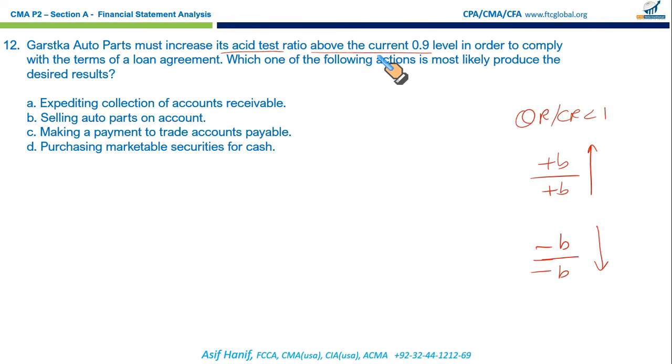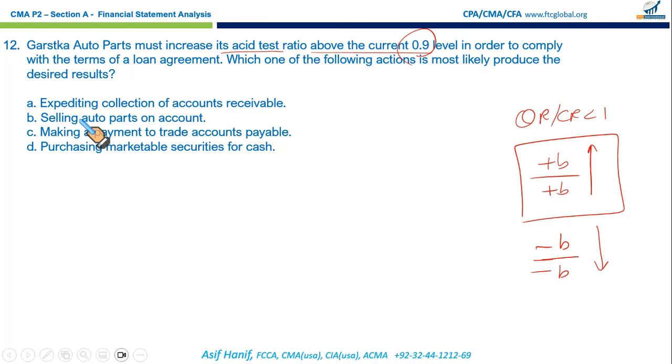So it says right now the acid test ratio is at 0.9. Let's read. Graska Auto Parts must increase its acid test ratio above the current 0.9 level. This is the current quick ratio, and we need to increase it to above this number to comply with the terms of the loan agreement. Which of the following actions is most likely to produce the desired result? We want to improve this ratio. So we need to do something like this, or something else that causes the ratio to improve.